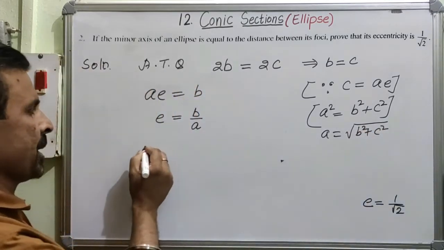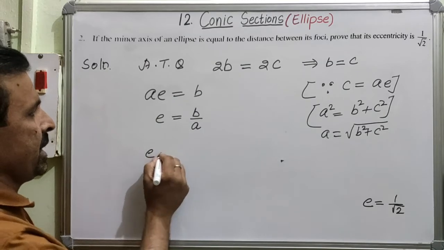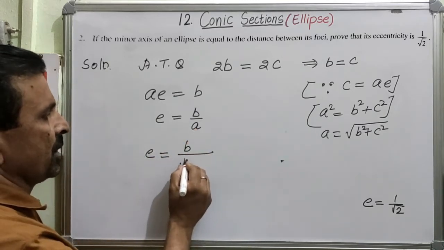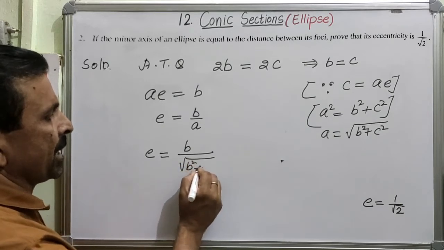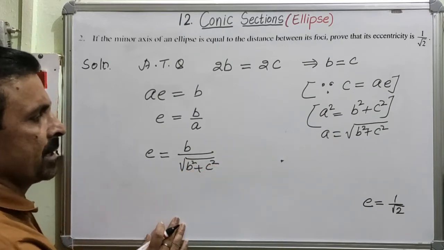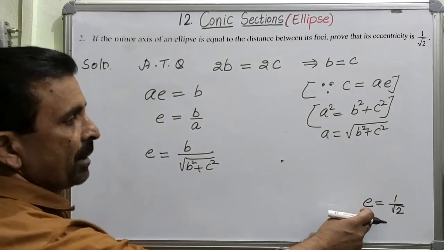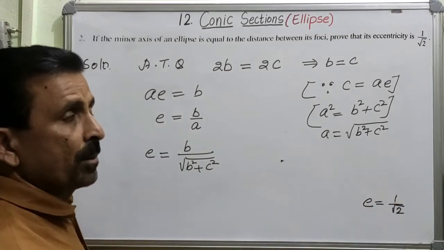Let us put it here. So e is equal to b over a, which we can write as b over root over b square plus c square, isn't it? Now you have to keep in mind that this is your target: by any means we have to get the value of e as equal to 1 over root 2.